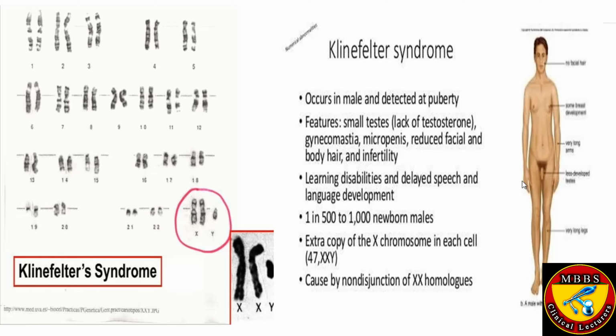The main features are small testes, a low testosterone level, gynecomastia, micropenis, reduced facial and body hair, and infertility. It leads to learning disability and delayed speech and language development. It occurs in about 1 in 500 to 1,000 normal male births. There is an extra copy of the X chromosome in each cell, caused by non-disjunction of the XX homologous chromosomes.